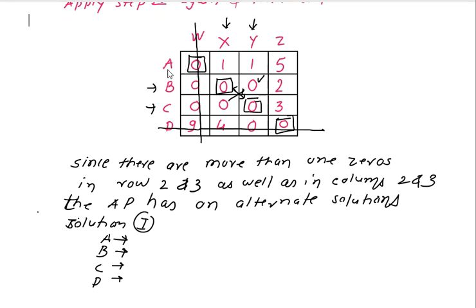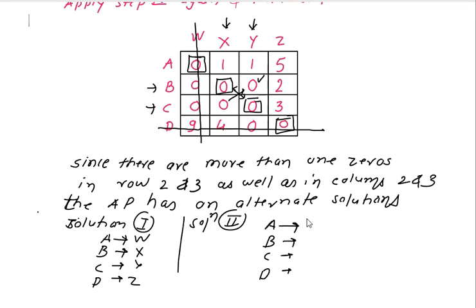So first solution is A is assigned with W, D is assigned with Z, and now there is a choice among B and C. So B can be performed on the machine X and C can be performed on the machine Y. So X and Y. And solution 2, A is fixed. A will not change. A we have to perform on the machine W, and D we have to perform this job on the machine Z. Now there is a choice.